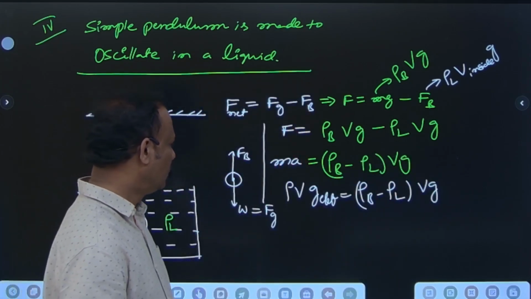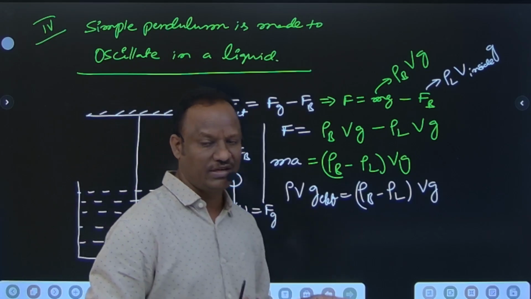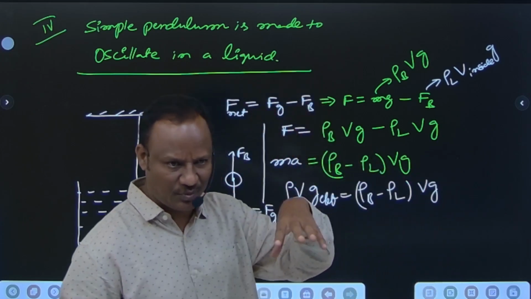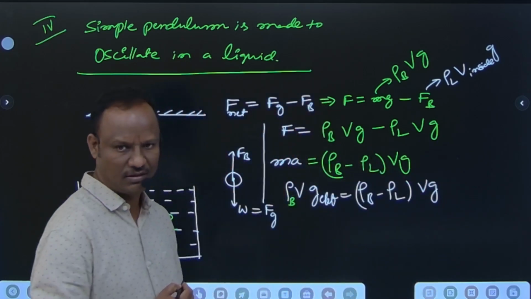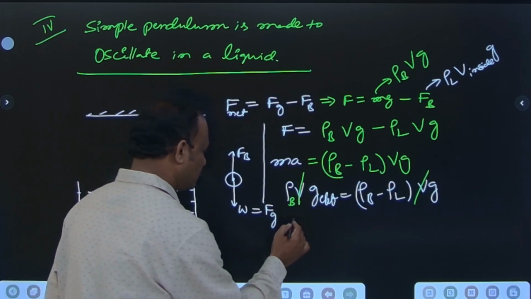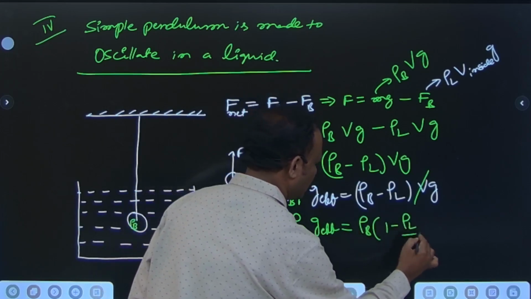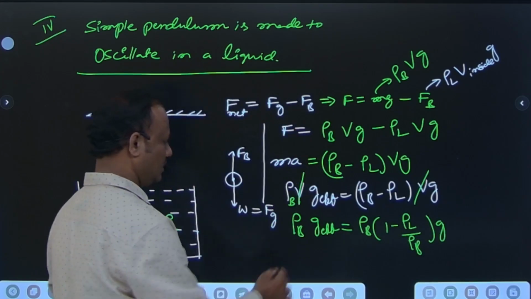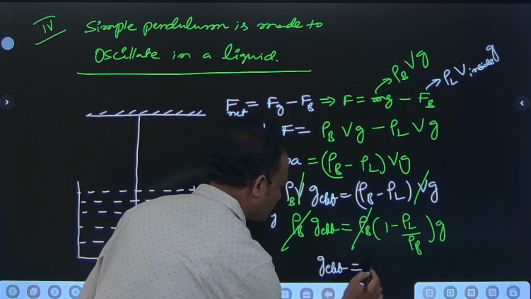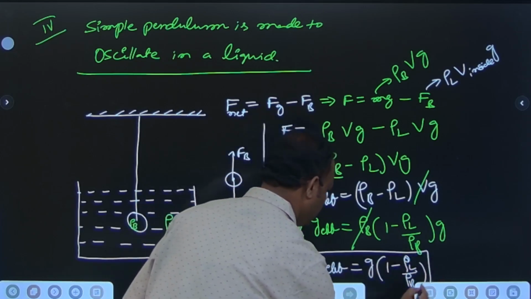The question is about the densities I have written: body density and liquid density. When you talk about the liquid density, you are talking about the force of buoyancy. The net force acts on the body, and the volume inside is the same. So g effective is equal to the density of the body times g, times 1 minus the density of the liquid by the density of the body. The volume cancels. So g effective is equal to g times 1 minus the density of the liquid by the density of the body. This is a very important relation.